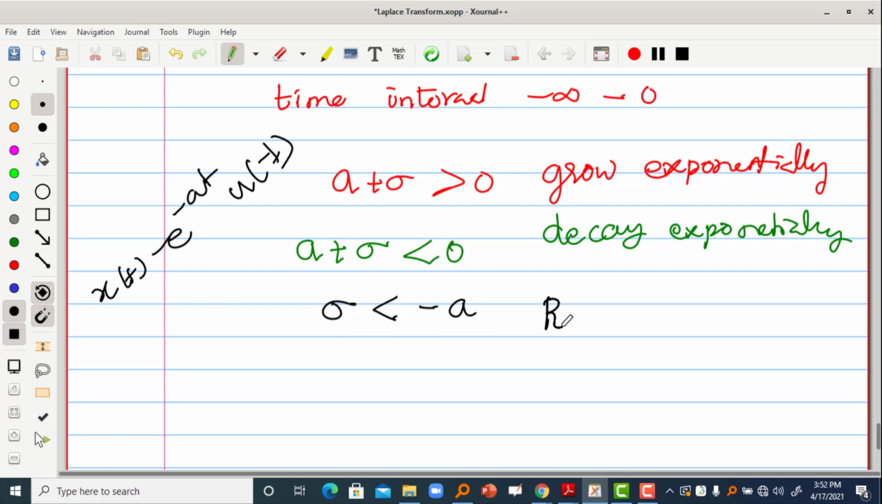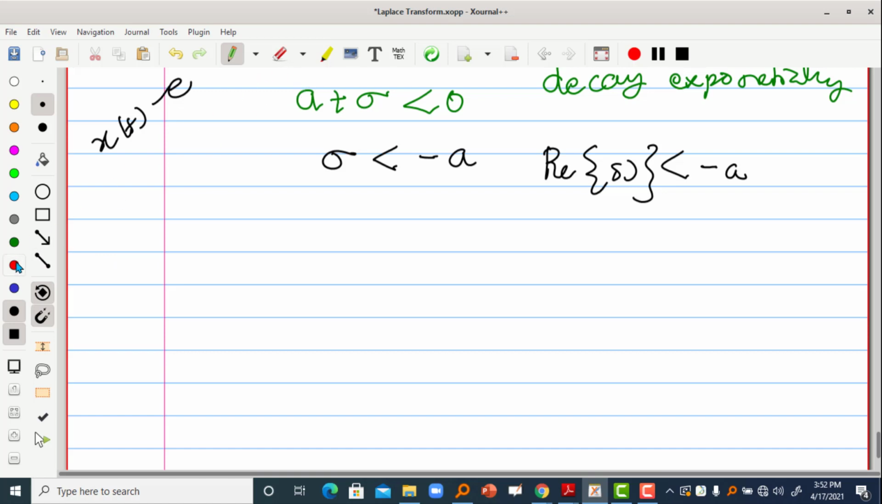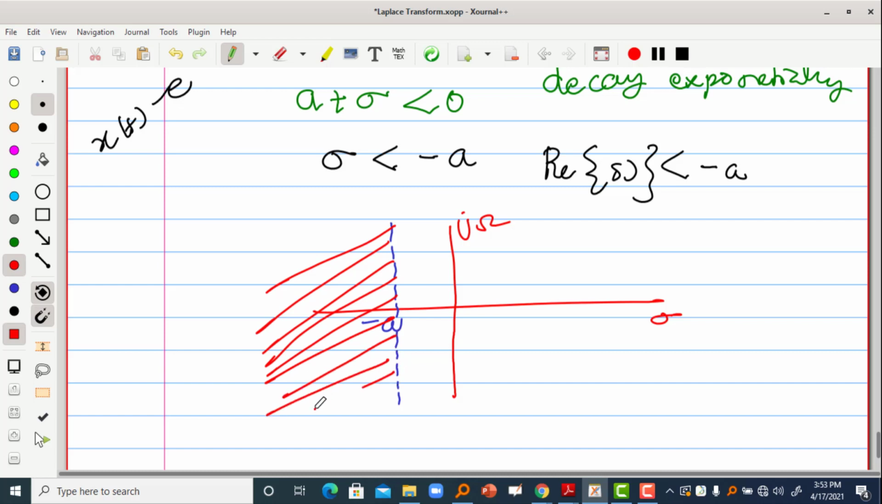So this can also be written as real part of s less than minus a. If I plot that region of convergence in the s plane, this is the x axis and y axis, this is the sigma axis, this is the j omega axis, and we need a minus a. So let us take minus a somewhere here, and I am drawing a line. This is sigma equal to minus a, and all the region where sigma is less than minus a is the region of convergence in this case. So the region for sigma less than minus a is this region. This is the region of convergence for this signal.